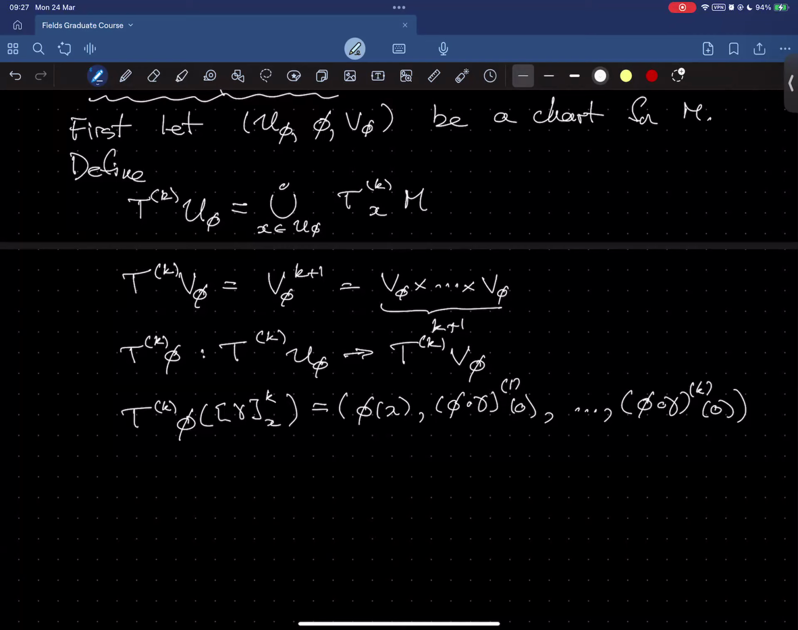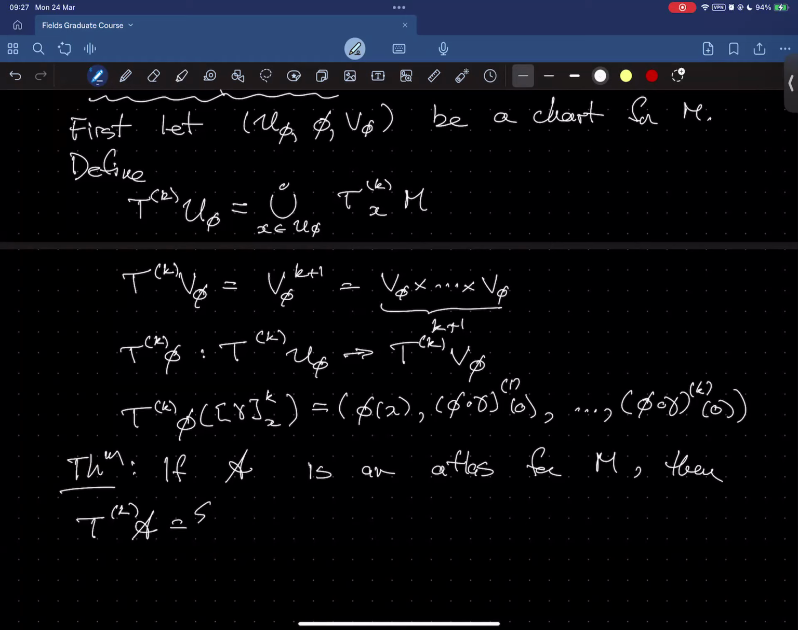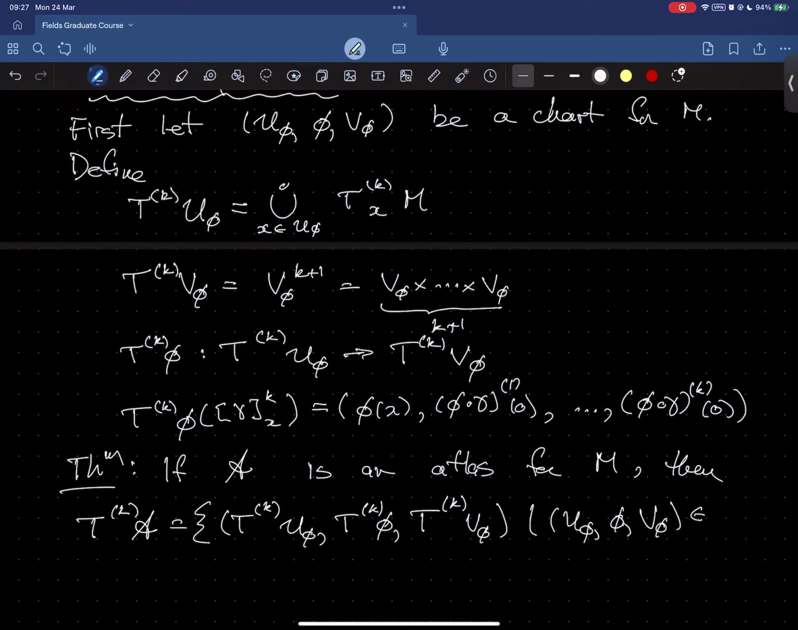So if A is an atlas for M, then T^k A, which is going to be the set of all T^k U_phi, T^k phi, T^k V_phi such that U_phi, phi, V_phi is a chart in the atlas, is an atlas for T^k M.